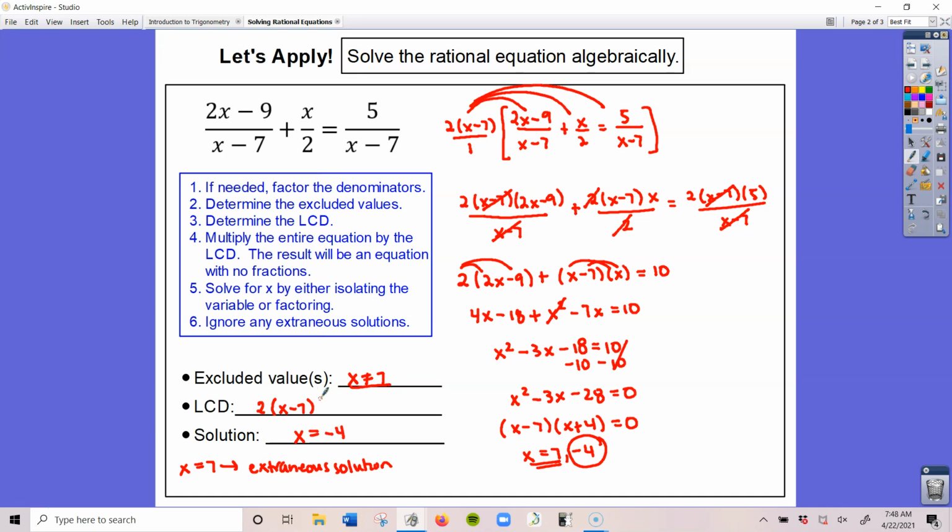Now this is important. You'll notice that we've gotten 2 answers every time. That is a possibility, however, it doesn't necessarily mean that you'll always get 2 answers. This is a quadratic, which is why we ended up with 2, but with only 1 solution. Sometimes you won't get a quadratic, and so you'll end up with only 1 solution. And if that one solution is the excluded value, then that means that there is no actual solution to that rational equation. So there's many possibilities, and it all depends on what the excluded value is and how many solutions you end up with. So let's look at a couple more examples.